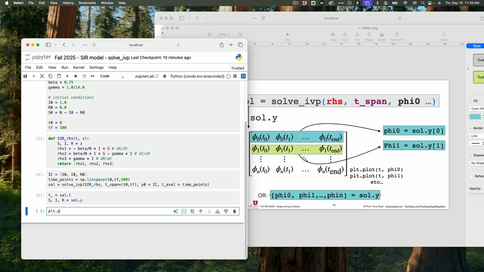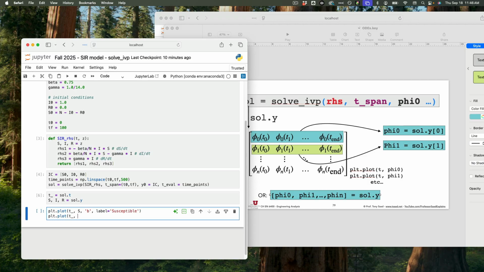Let's see, plt.plot. I'm going to plot S. I'm going to divide it by n to normalize it... well, let's keep it as is. Okay, and then let's make it blue. Those are the susceptible people, and label equal susceptible. Plt.plot time points, and we're going to do I, and we're going to put this in red. These are the infected, and label is equal infected. We always put the infected in red.